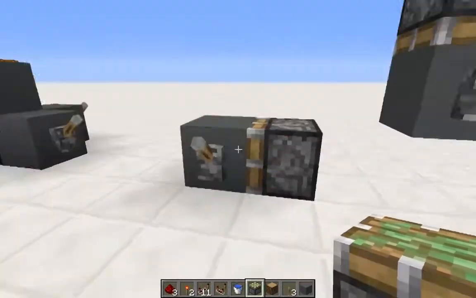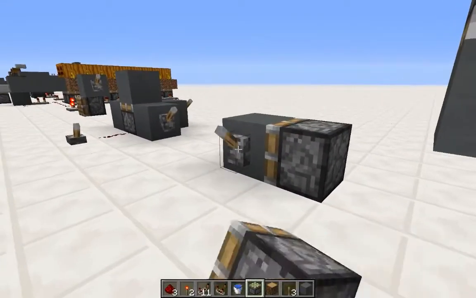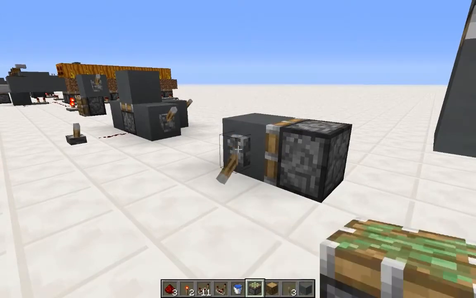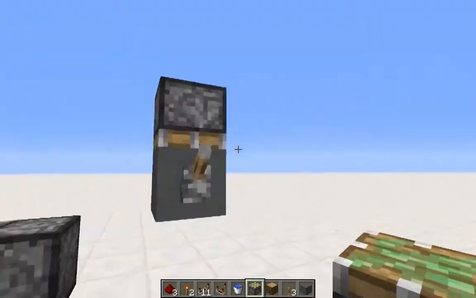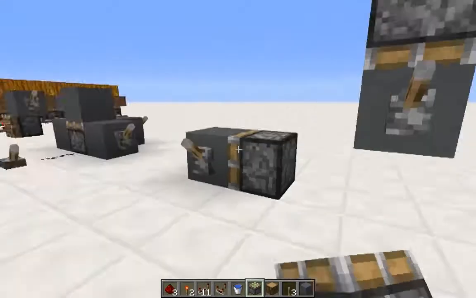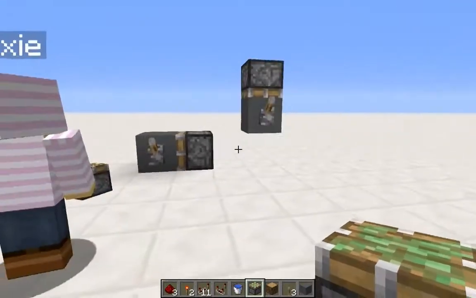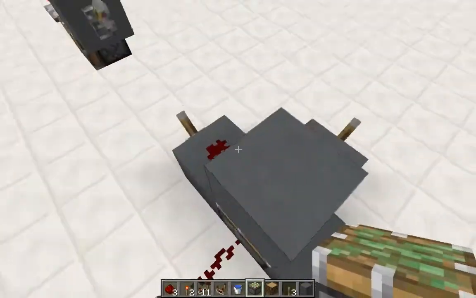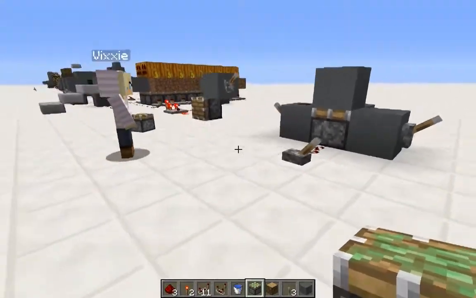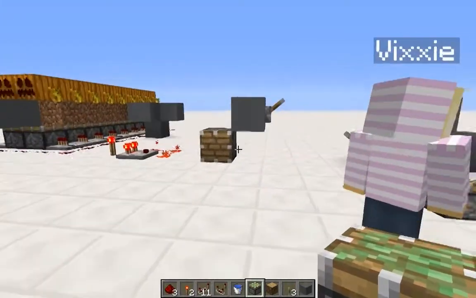So as you can see with these two examples, even though the block in front of the piston head is powered, it is not actually extending the piston. So keep that in mind: only when the pistons are pushing upwards can you power the block that is the head of the piston. That's good to know.